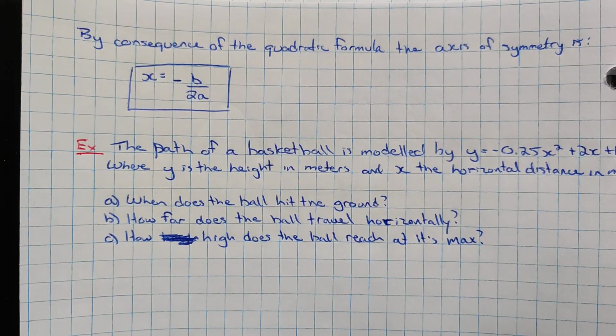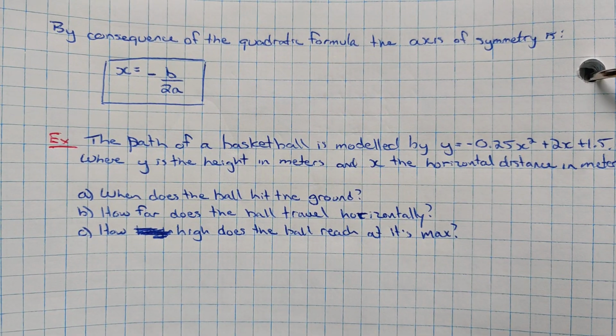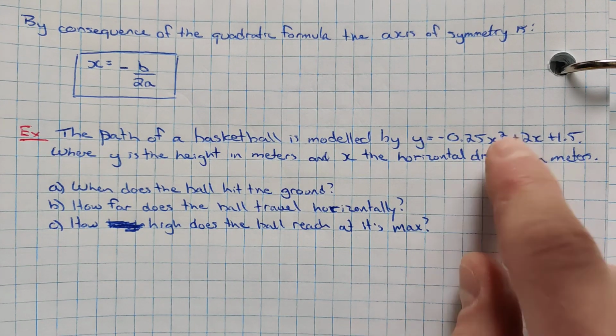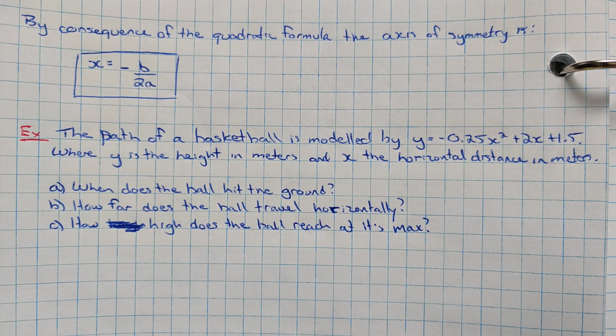Now, flipping that over, let's take a look here. By consequence of the quadratic formula, if you do a little bit of playing around with it, what you will find is that the axis of symmetry, the x value of the vertex, is negative b over 2a. So if you're given a quadratic in the standard form, we can answer a few different questions about it with the quadratic formula and the axis of symmetry.